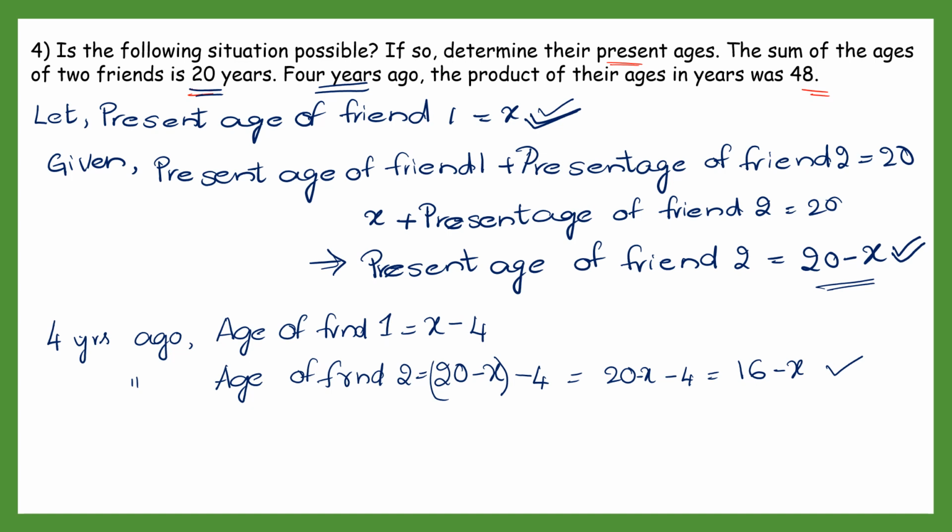Now they have given the product of their ages, what is it? 48. Four years ago the product of their ages is 48. So (x minus 4) into (16 minus x) is equal to 48.